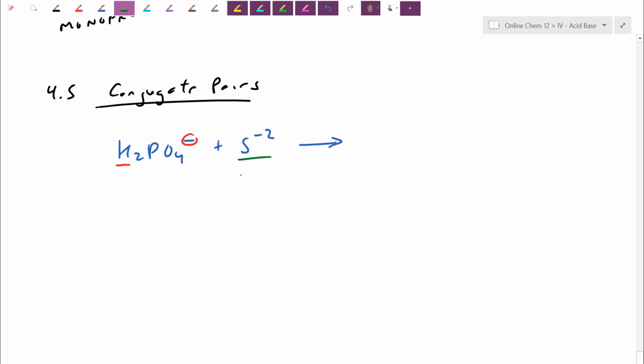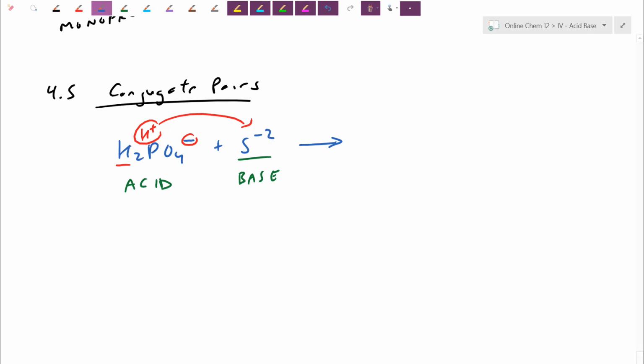That sort of forces S minus 2 here to be a base. Remember, we can't have two bases on one side. So even though the H2PO4 minus could have been amphiprotic, the H2PO4 minus in this situation will prefer to be the acid. As the Bronsted Lowry acid, it currently holds the football, pass the football over.